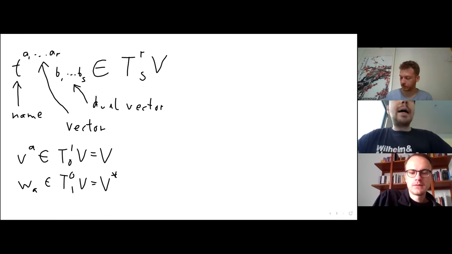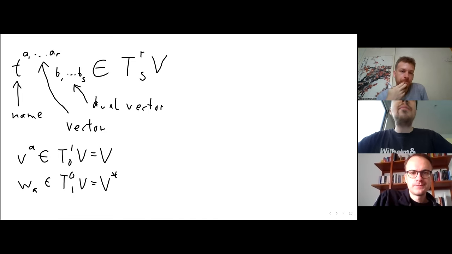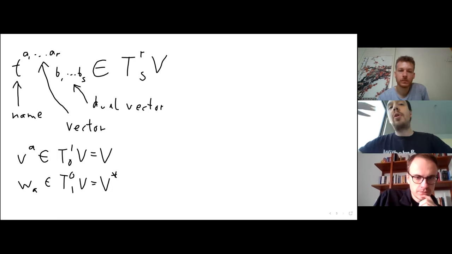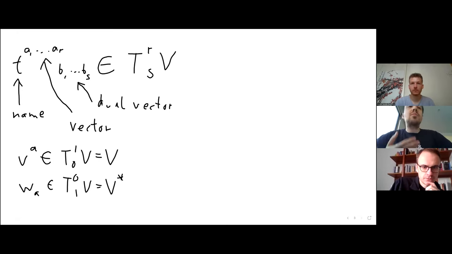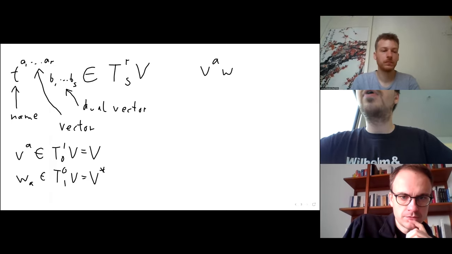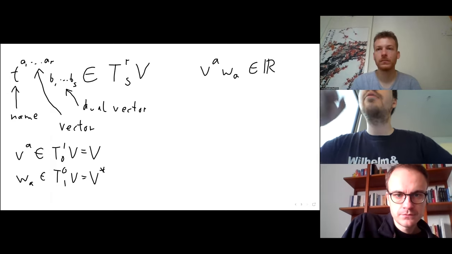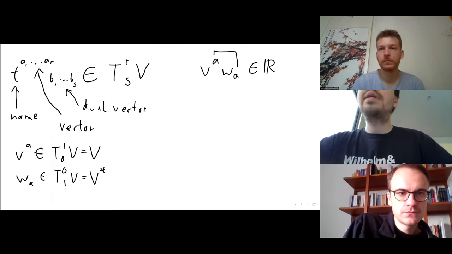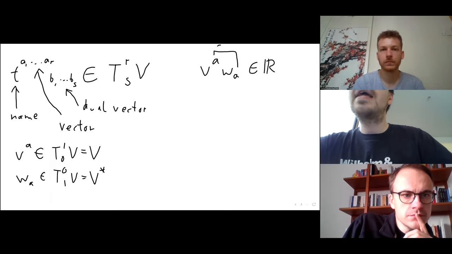And the important part is that we can use the indices to do pairings, no? Because we remember that a vector eats a dual vector. A dual vector is a linear map on the vector space. So clearly, we can combine a vector and a dual vector to get a real number, and that's done by contraction. Yeah. So ω_a v^a is a real number, and what this kind of doubling of a repeated index represents is a contraction.